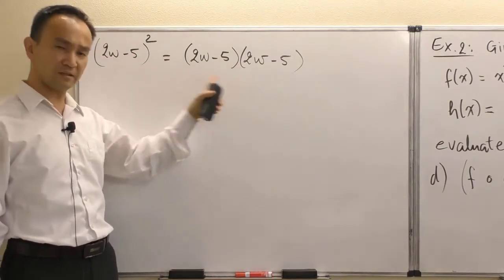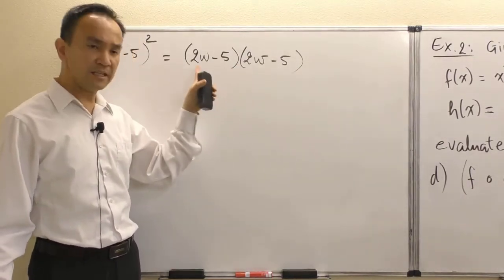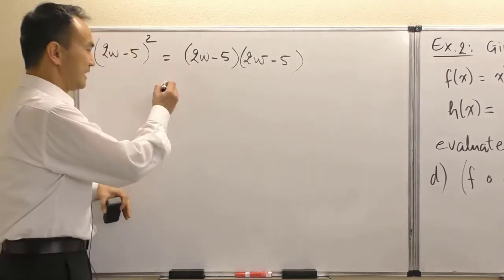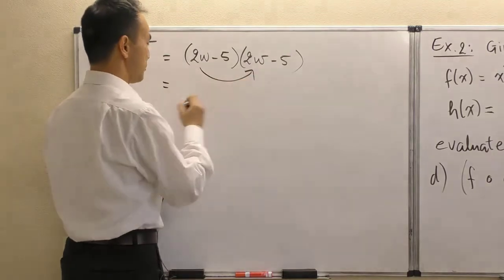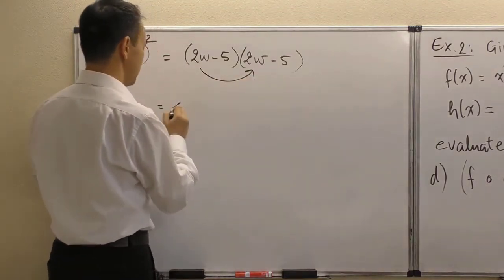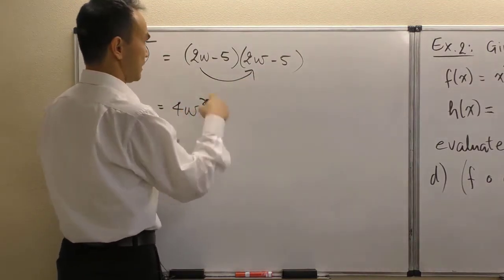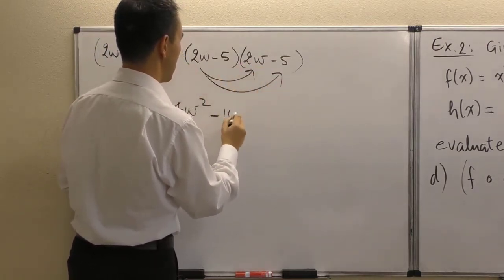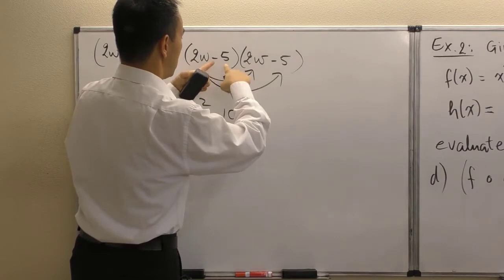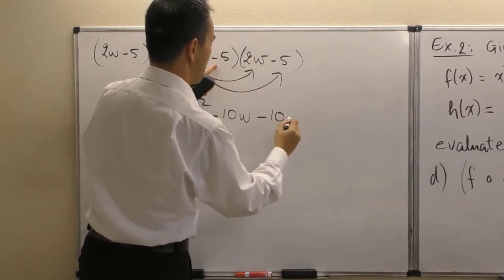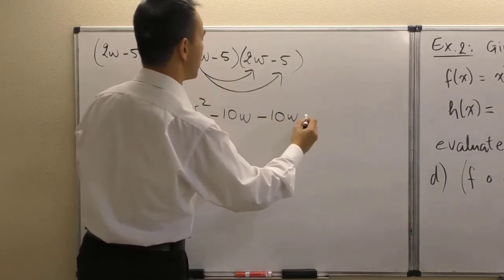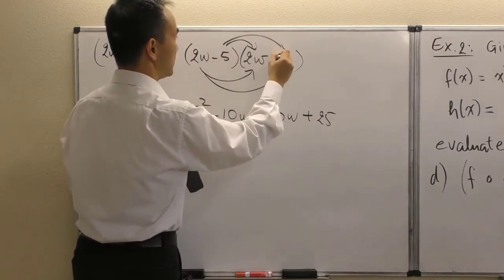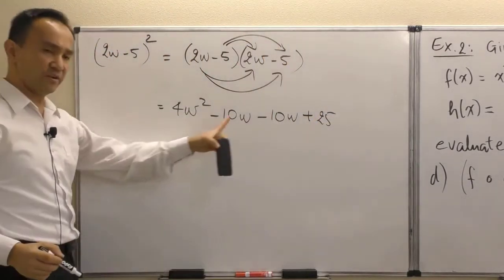Okay, but allow me to teach in this lesson the method that's common to everyone. 2w times 2w gives me a 4w squared. Then 2w times minus 5 gives me a minus 10w. Now minus 5 times 2w is another minus 10w, and then plus a 25 for these two to multiply together. And now we have some like terms.